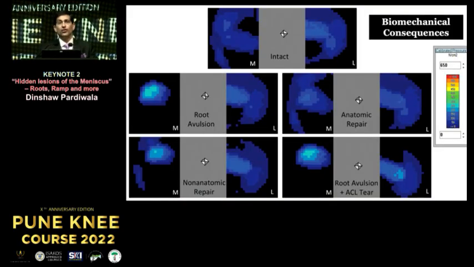We know from multiple biomechanical studies that in this sort of patient with a root avulsion, there are going to be much higher peak pressures, and because of that, this knee is going to progress into osteoarthritis. If you do an anatomic repair, you can restore these peak pressures, but if you do a non-anatomic repair, then you will not be able to restore this, and this patient would be doomed towards degenerative changes.